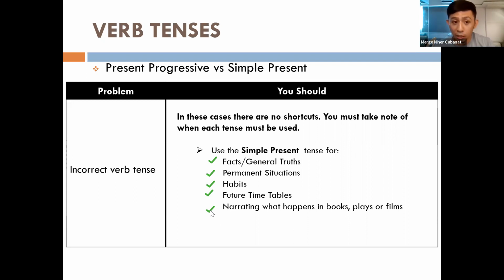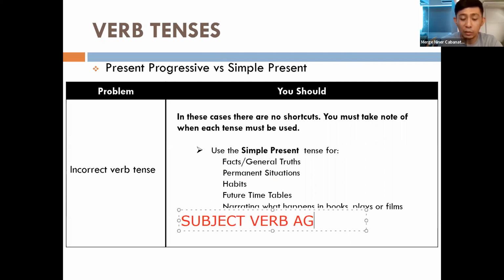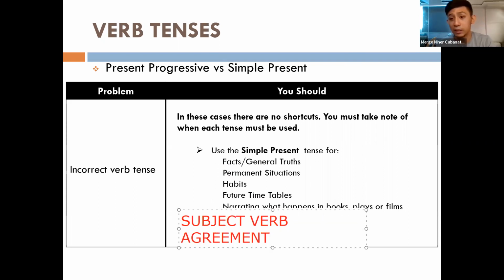So, to be honest, we use the simple present tense most commonly in writing task, in essay writing. Why? Because we are giving an argument that are based on facts and general truths. We're explaining some permanent situations, or perhaps we are going to explain some future timetables also included in your simple present. Now, it's very simple. All you have to do is to remember your basic subject-verb agreement, and that is your simple present already.